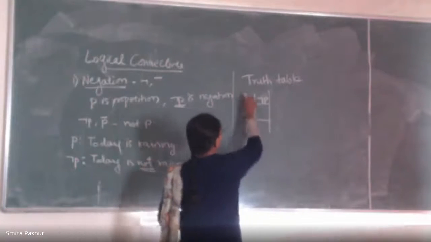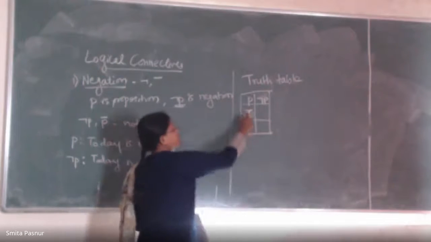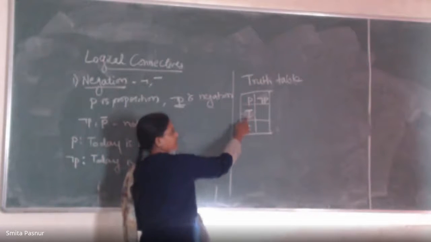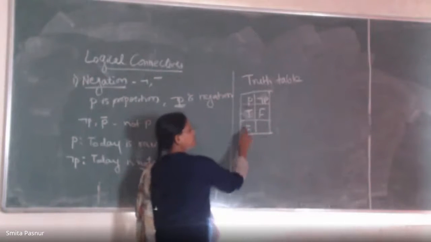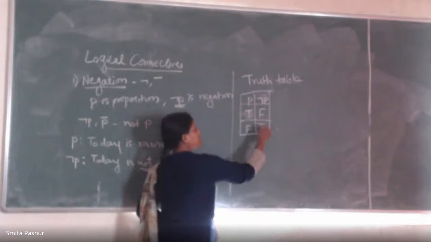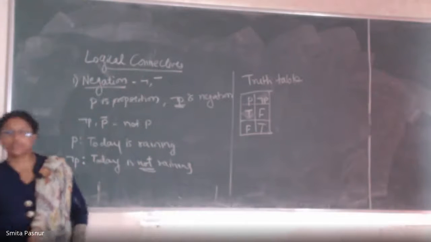So this is our table you can consider. Okay. So P is having true. So when P is true, negation P will be false. If P is false, then negation P will be true. This is the truth table. We call it as the truth table.